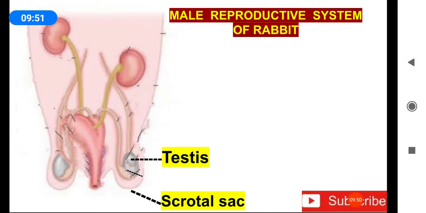Male reproductive system of rabbit. The male reproductive system of rabbit consists of a pair of testes. These testes are ovoid in shape. Testes are enclosed by scrotal sac in the abdominal cavity.